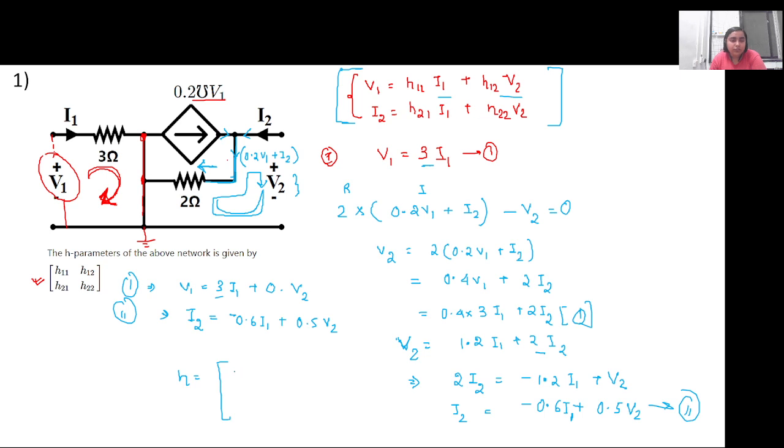So here H11 will be 3, and H12 is 0 because the coefficient of V2 is 0. Then in I2, the coefficient of I1 is minus 0.6 and the coefficient of V2 is 0.5. So this is H11, this is H12, this is H21, this is H22. Right? So this is one way of solving the equations.